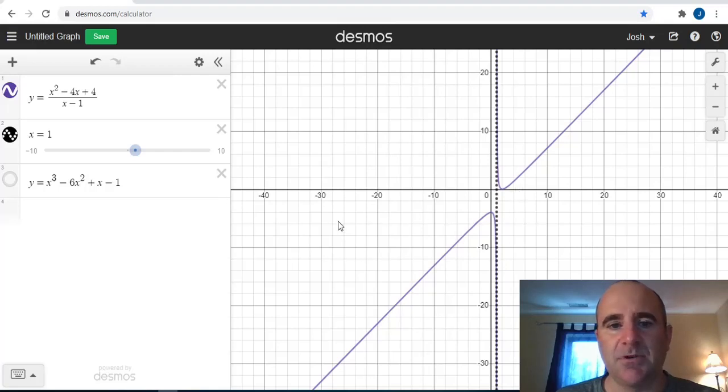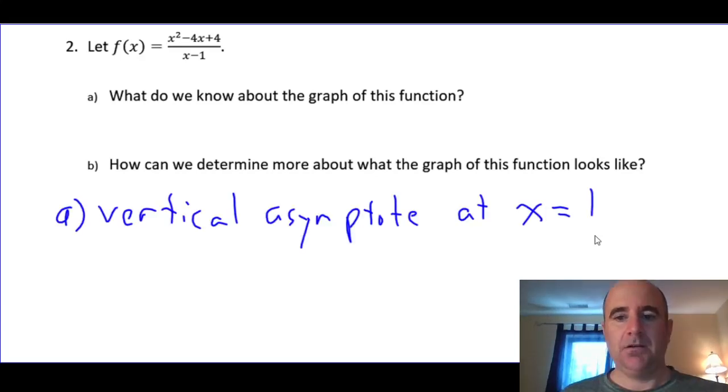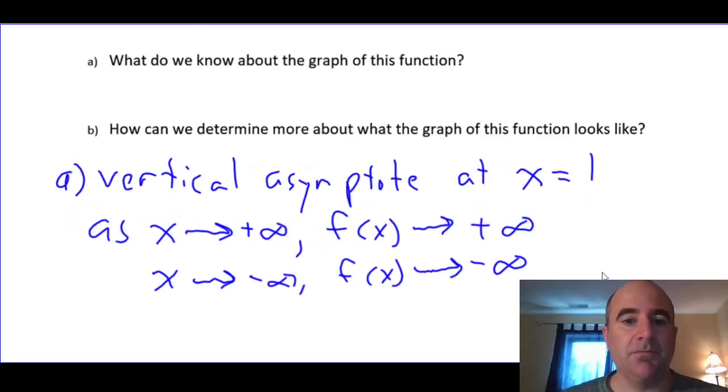And we'll do that in the next part of our lesson. Okay, so looking at that same example again, what do we know about the graph of this function? Well, we discovered that there was a vertical asymptote at x equals 1. We also determined the end behavior, that as x approached positive infinity, f of x approaches positive infinity, and as x approached negative infinity, f of x approached negative infinity. And all that was done in the previous example.